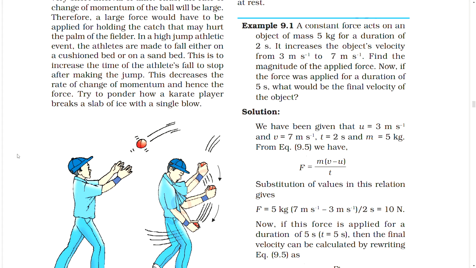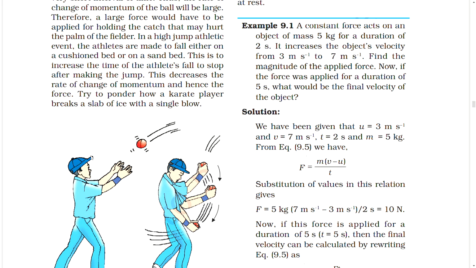Example 9.1. A constant force acts on an object of mass 5 kg for a duration of 2 seconds. It increases the object's velocity from 3 meter per second to 7 meter per second. Find the magnitude of the applied force. Now, if the force was applied for a duration of 5 seconds, what would be the final velocity of the object?